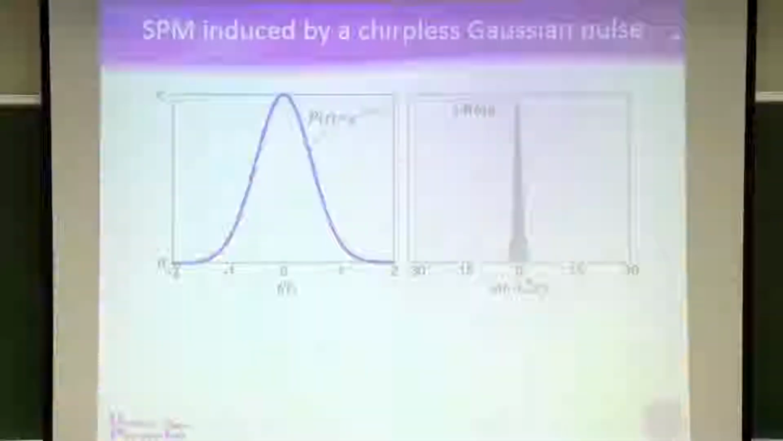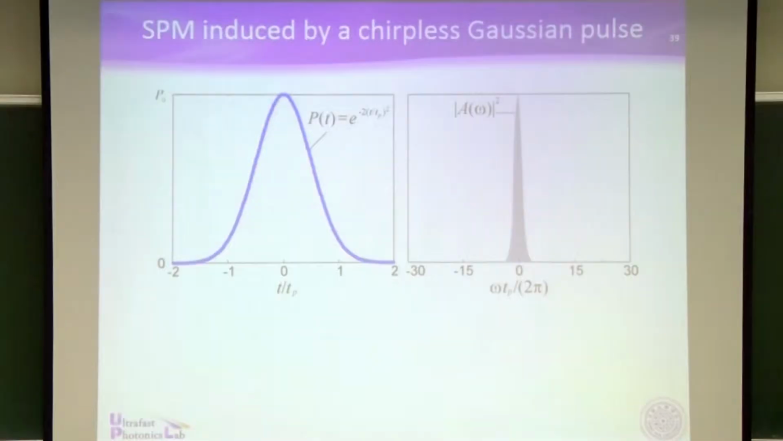So I use the gray shaded area to represent the input power spectrum, big A absolute square. The blue one is the input intensity. The gray one is the input power spectrum, without any SPM. What happens if there is some SPM? I assume two examples. First, delta phi max is only half pi.